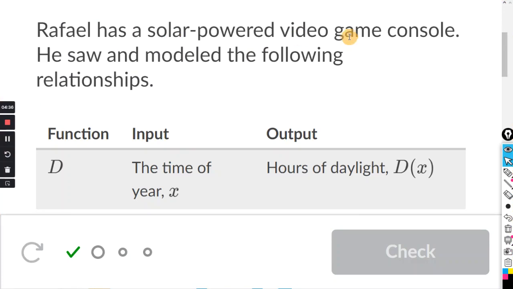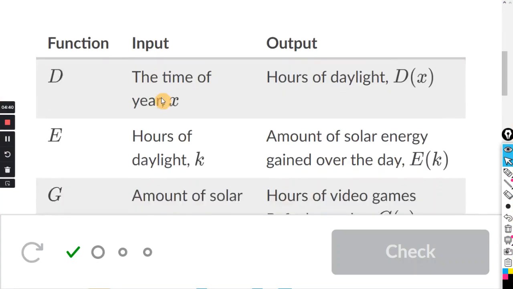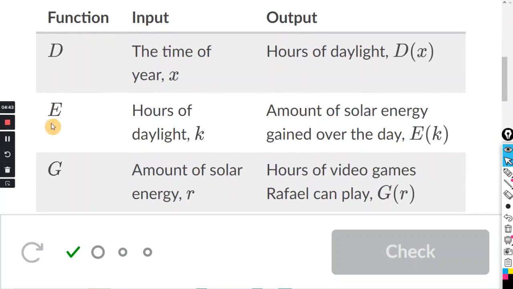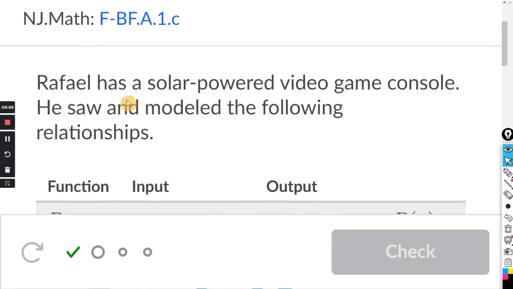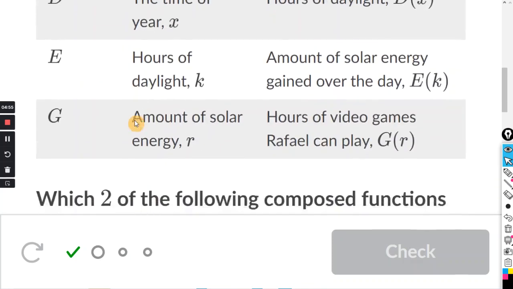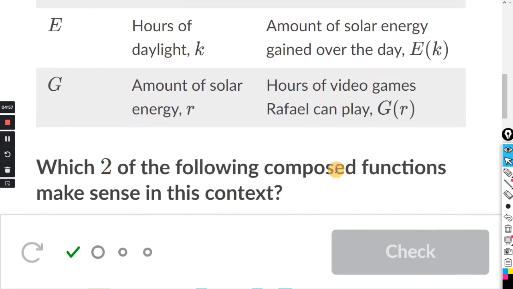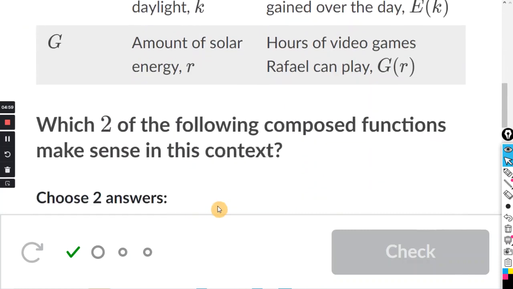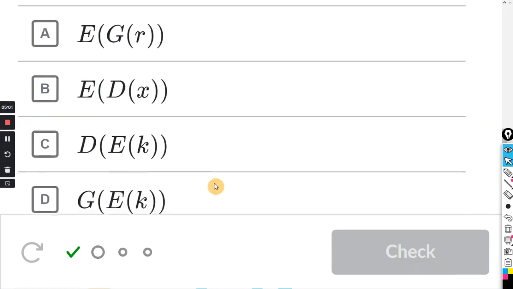Raphael has a solar-powered video game console. He saw and modeled the following relationships. Okay, as always, we have our function variables in the input and output columns. By the way, I think most of the time these write-ups at the beginning are basically useless. You can read it if you want. Which two of the following composed functions make sense in this context? All right, you have to choose two answers.